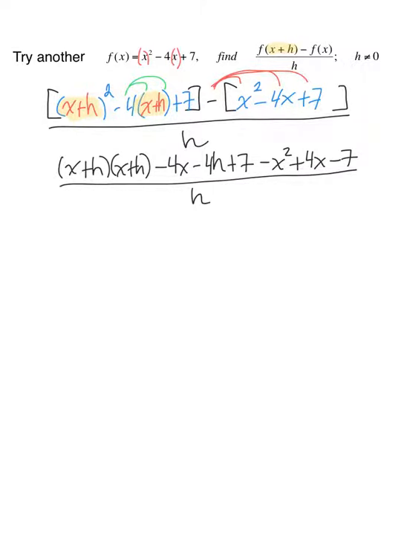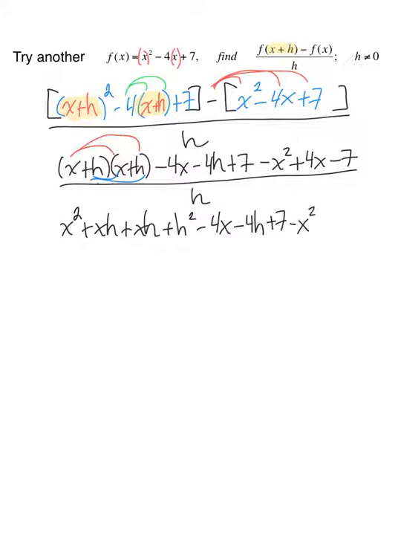Don't start canceling anything yet because we still have parentheses here. So I am going to double distribute this. I'm going to have the x times everything there, and then the h is going to get multiplied to everything there. So I'm going to have 4 terms. So x times x is x squared. X times h is positive xh. H times x is positive xh again. And h times h is positive h squared. Then minus the 4x, minus the 4h, plus 7, minus x squared, plus 4x minus 7, all over h.